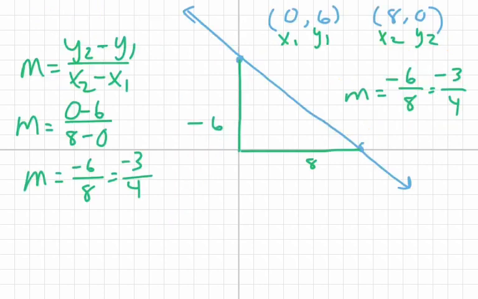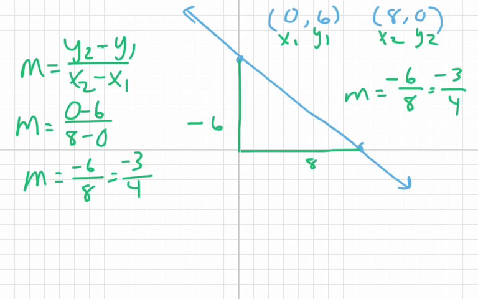All right, next one, we had 0, 6, and 8, 0. And so this one should be -3/4. If you stopped at -6/8, you didn't simplify the fraction. And I wasn't really explicit about you needed to do that. So if you didn't do that, make that correction. Now just say like, oh, don't forget to simplify the fraction.